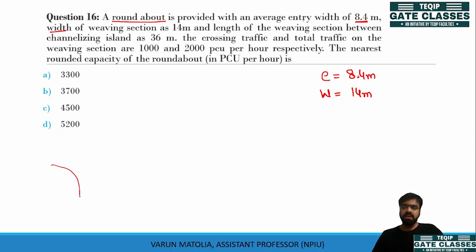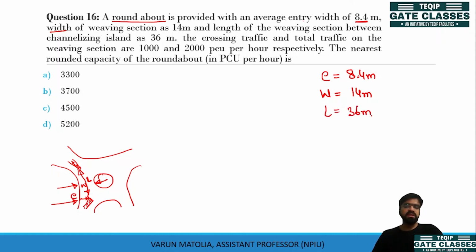You know that if this is your rotary, these are your channelizing islands. This length between your channelizing island is length of weaving, or length provided for weaving. This is the width W. This is your entry width E. What is your L? L value is given as 36 meters.